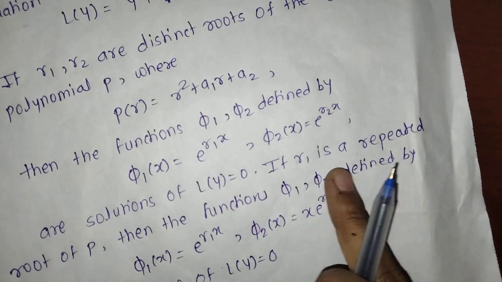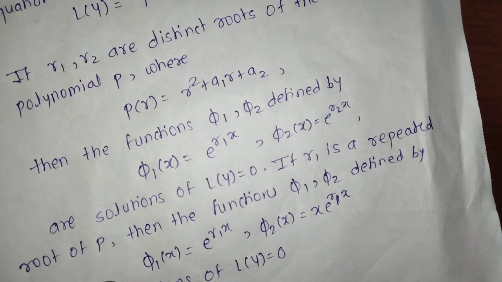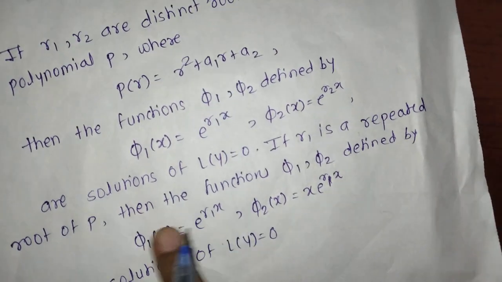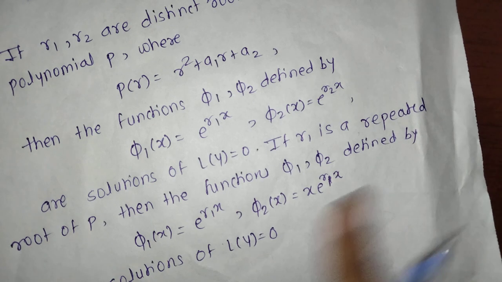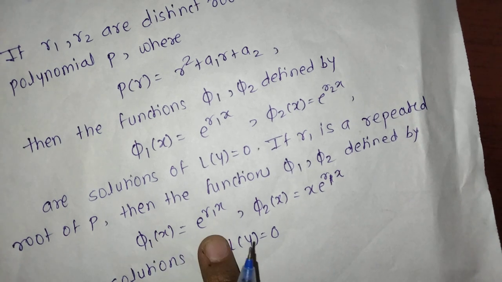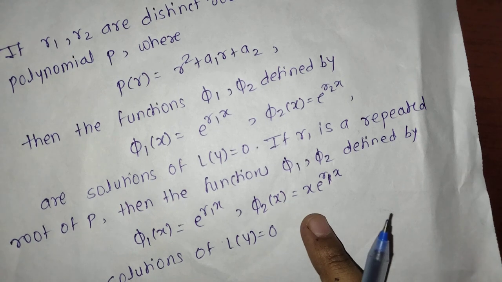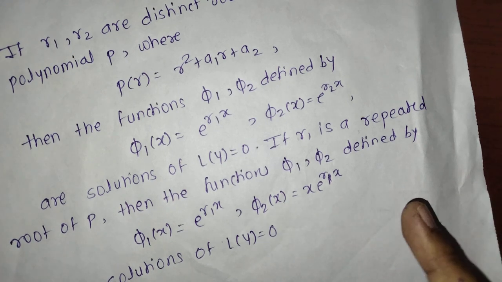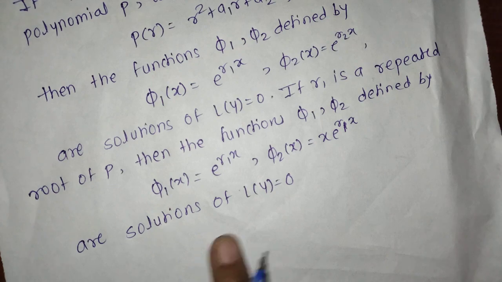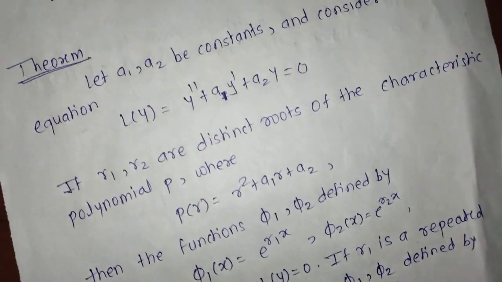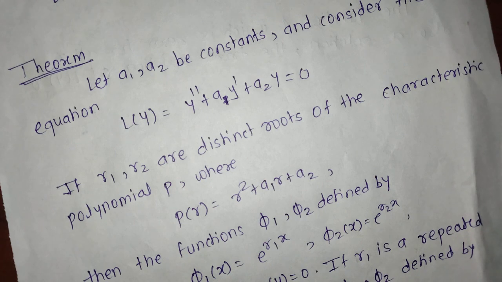If r1 is a repeated root of p, then the functions phi1, phi2 defined by phi1 of x is equal to e raised to r1x, phi2 of x is equal to x into e raised to r1x are solutions of L of y equal to 0. We have already learned how to solve the second order homogeneous equation.